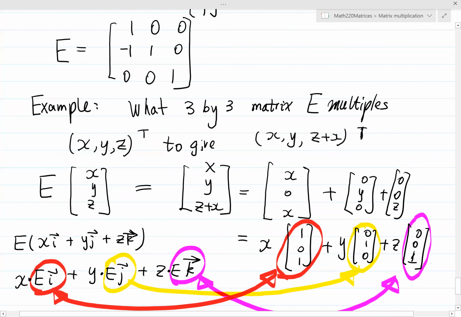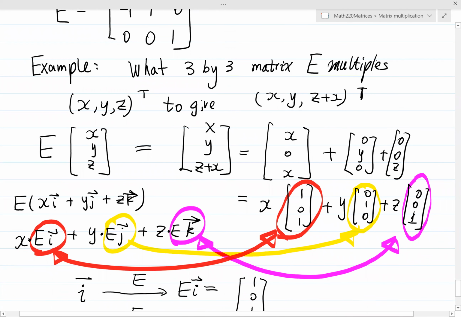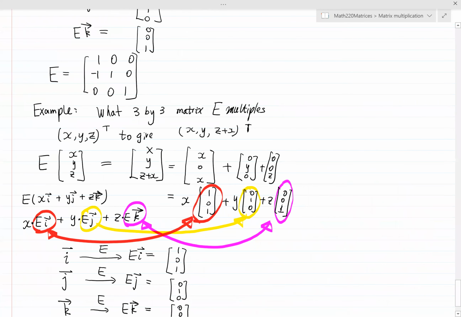What this E does is we add the first component X to the third component Z. Then the first component X and the second component Y are fixed. Now this is actually invertible. Here we add the first component to the third. We can also subtract the first component from the third. So this is totally invertible.